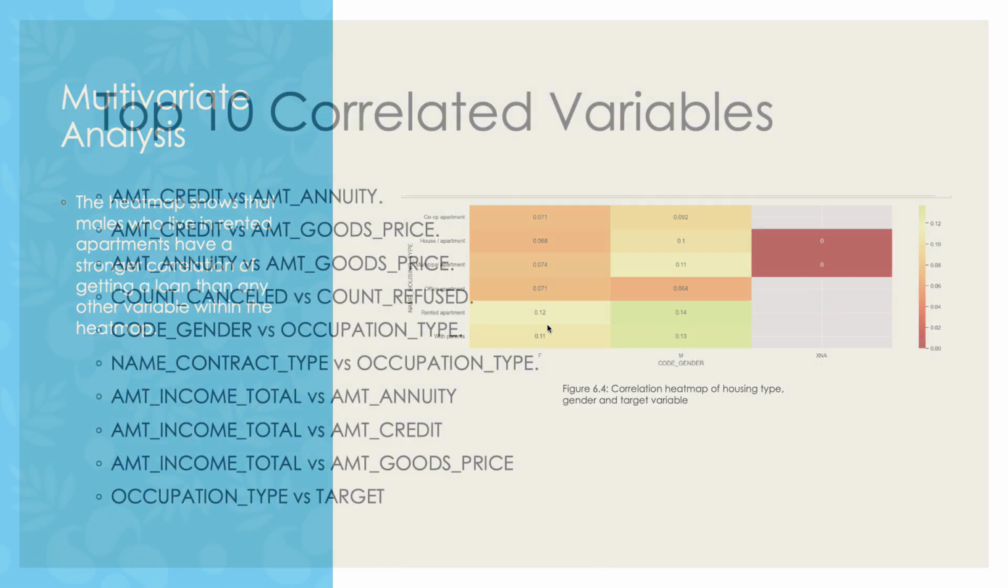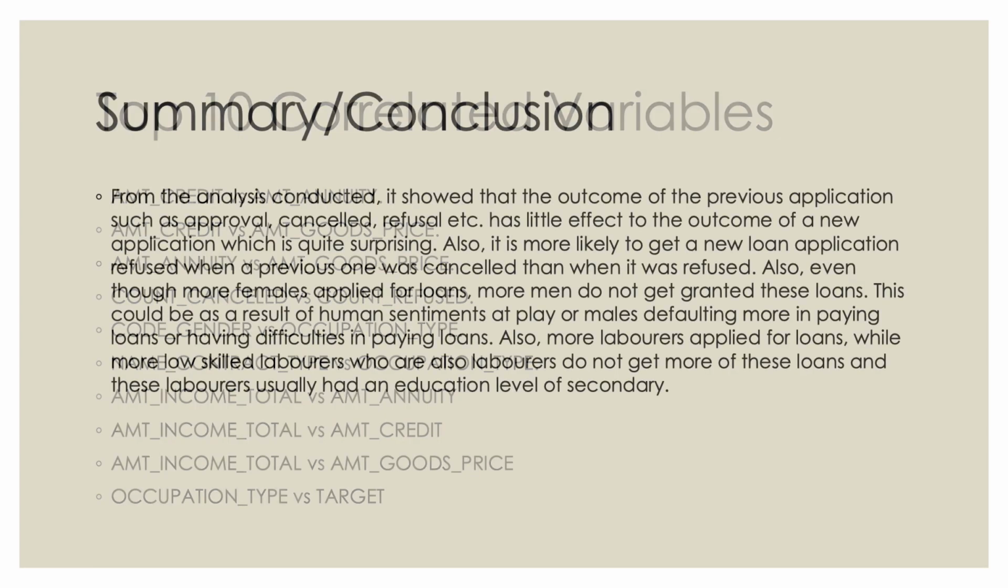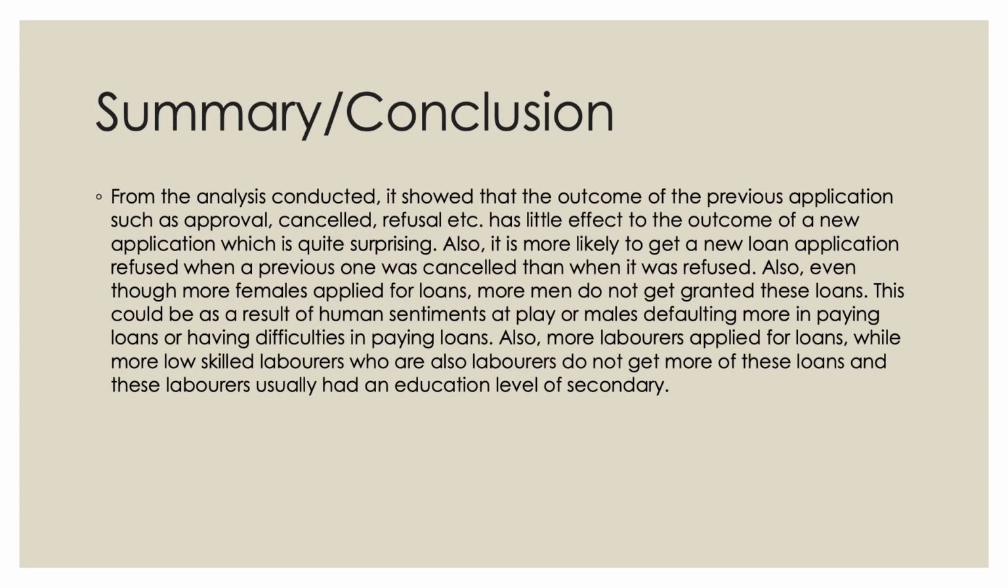So this is basically the top 10 correlated variables that I had, and this is a summary from the analysis conducted. It showed that the outcome of the previous application, such as approval or refusal, had little or no effect on the new applications, which was what I discovered. Rather, what I noticed was that if an application is refused, or cancelled by the client, then there's a higher tendency of the application being refused the next time they apply. So that was one strong correlation. And we could easily see that low skilled laborers would have more difficulties in paying their loan.